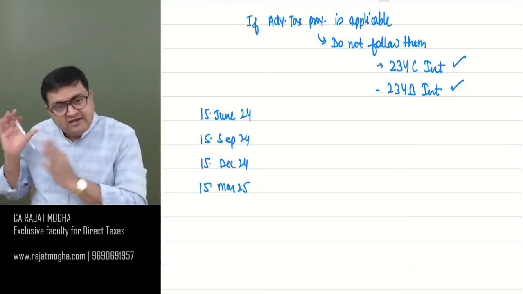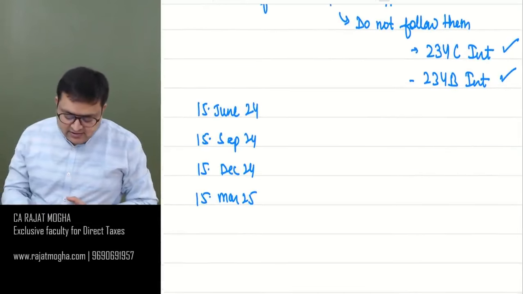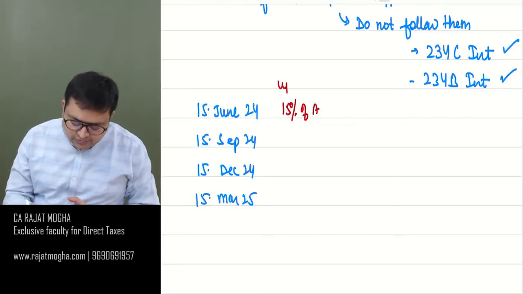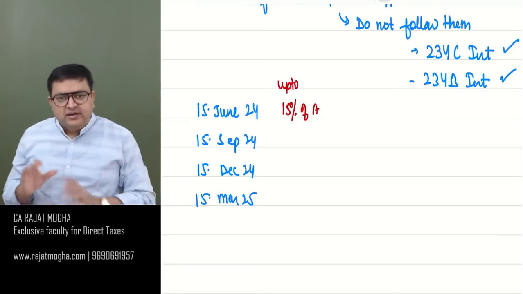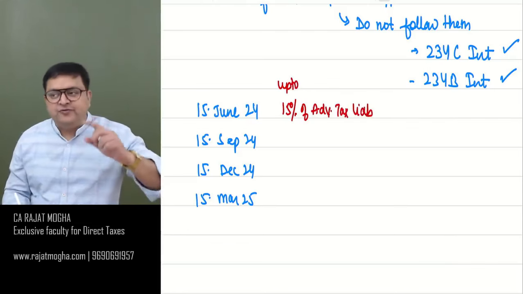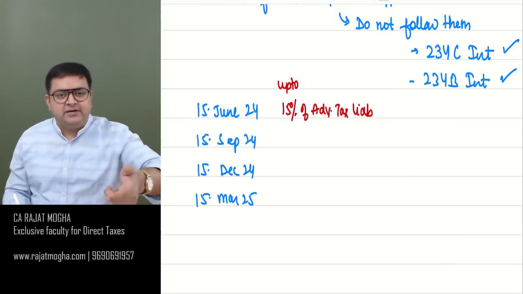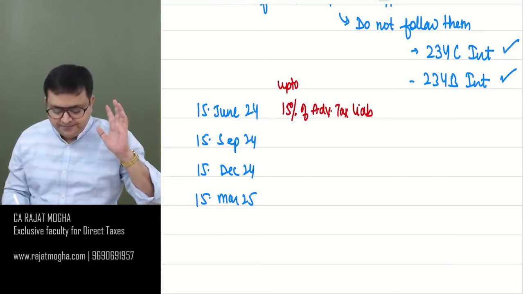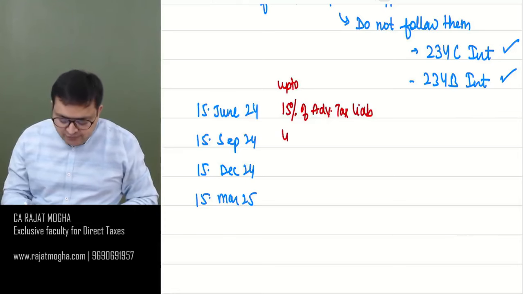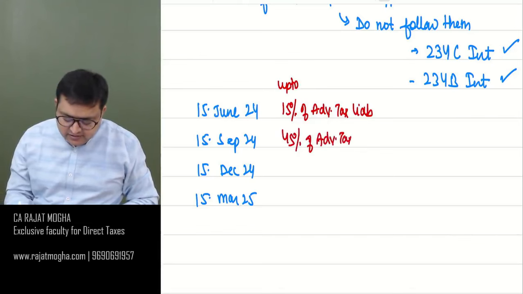The assessing officer requires that up to 15% of your advance tax liability be deposited to the government. By 15 September 24, up to 45% of advance tax liability should be deposited.